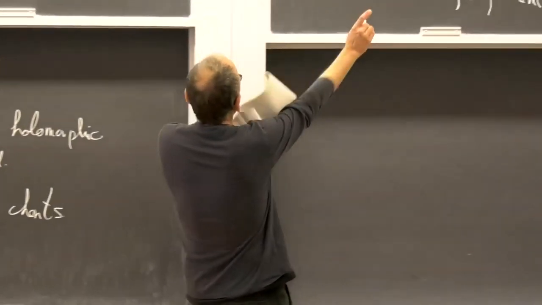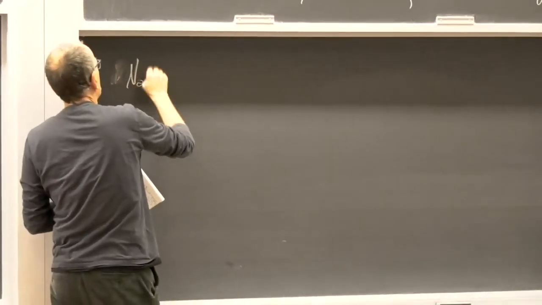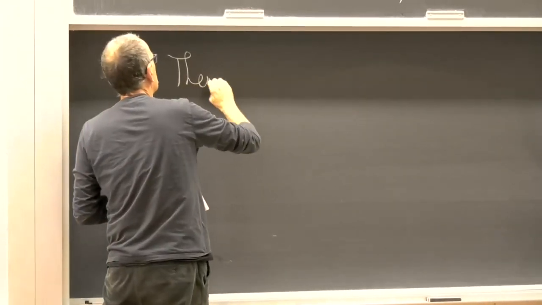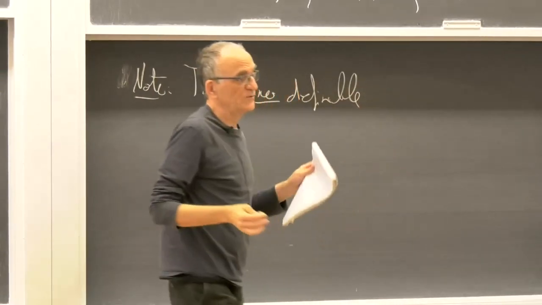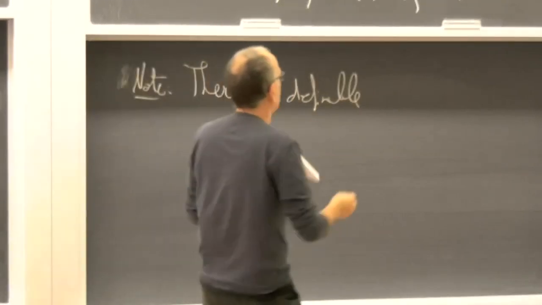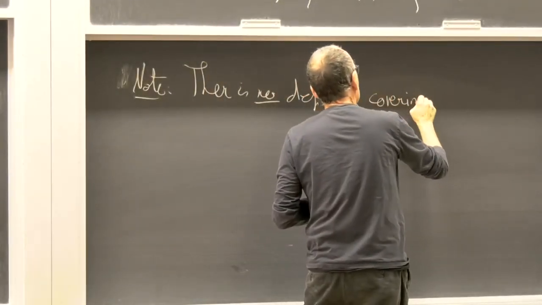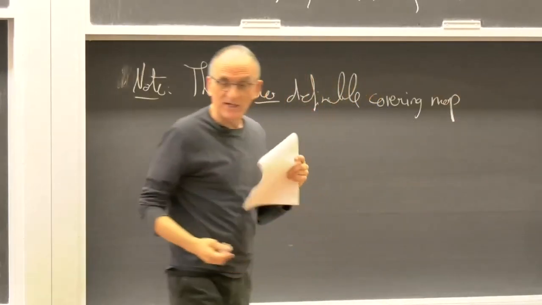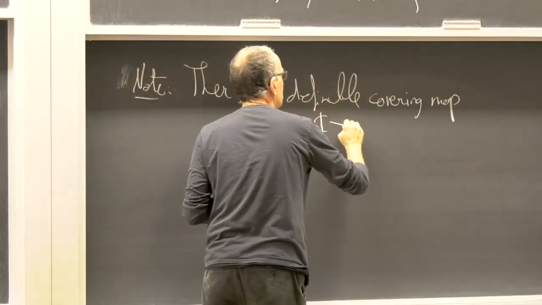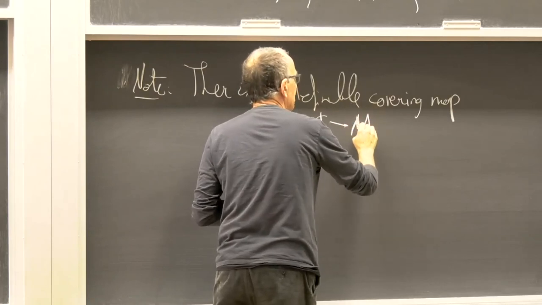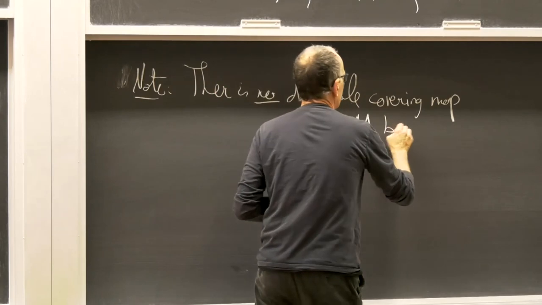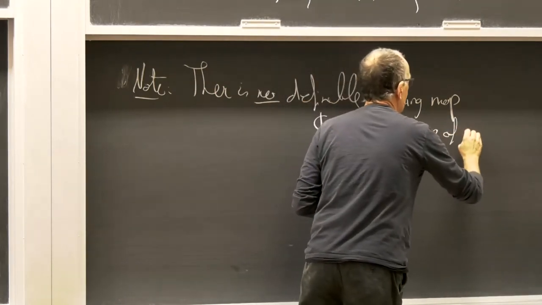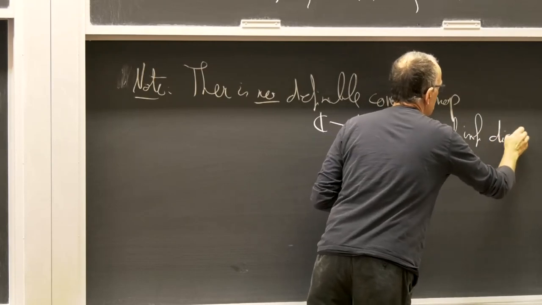Okay, but what I want to say is note there is no definable, how should I say, it's not even uniformization, no covering map. There is an abstract covering map, but it cannot be definable to M, because then the kernel would have to be discrete and infinite, and this is impossible. Right? Because of the infinite discrete kernel. And this will happen a lot in all the examples.